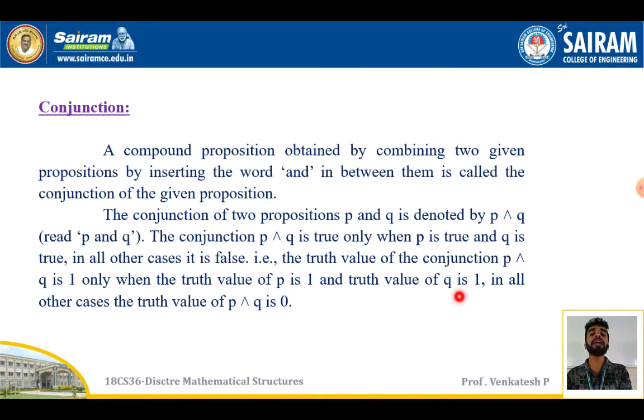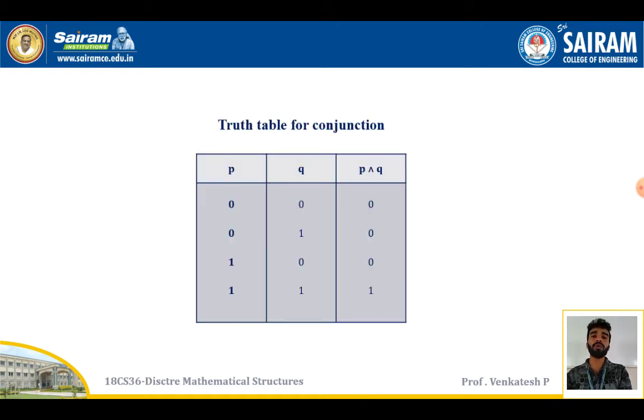For example, if the truth value of P is 0 and Q is 1, the value of P and Q will be 0. And if the truth value of P is 1 and Q is 0, the truth value of P and Q will be 0. If both truth values are 0, then the truth value of P and Q will be 0 in that case. The same thing I am going to explain by using the truth table.